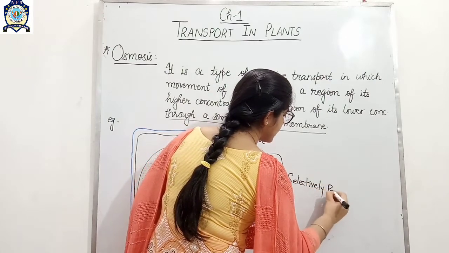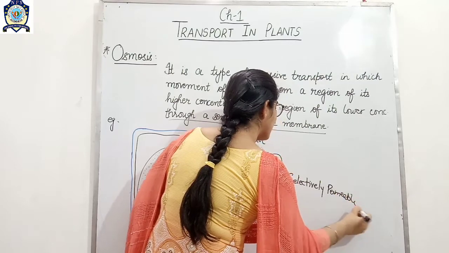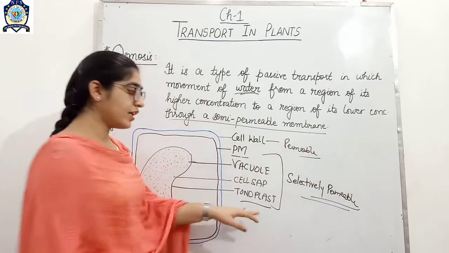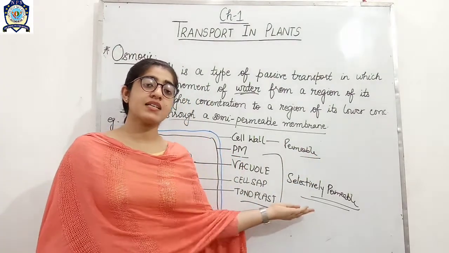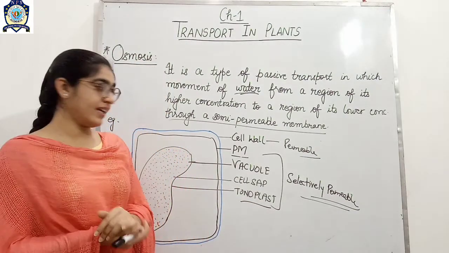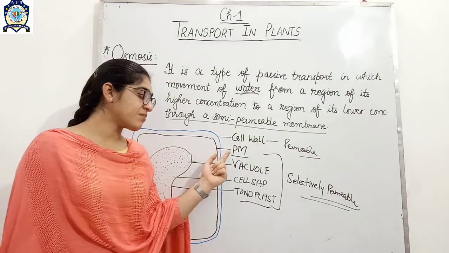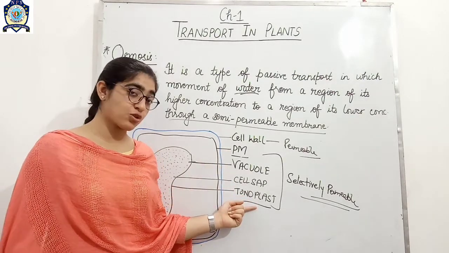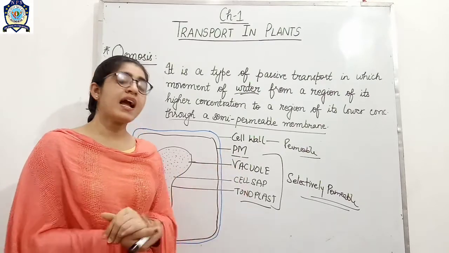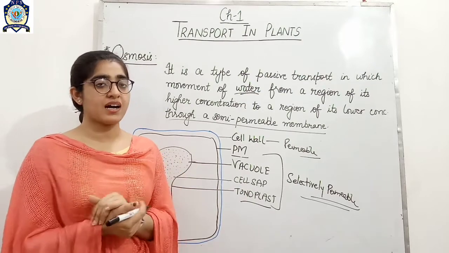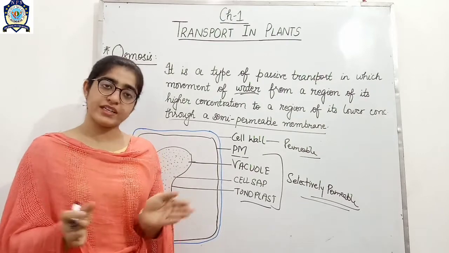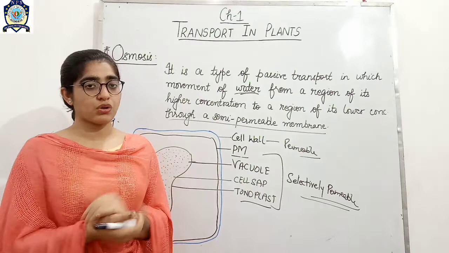Selectively permeable means it allows only the selected substances while it is permeable. So the plasma membrane and tonoplast are the selectively permeable membranes in a plant cell. Tonoplast is the membrane of the vacuole. Plasma membrane and tonoplast both are the determinants for the movement of molecules into and out of the cell.